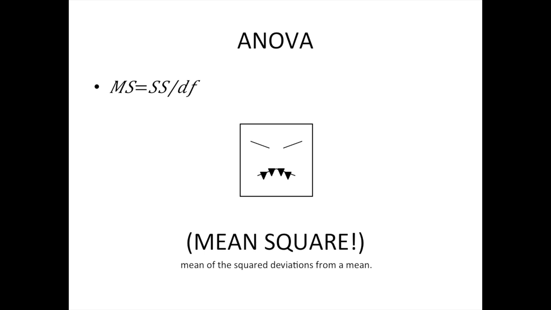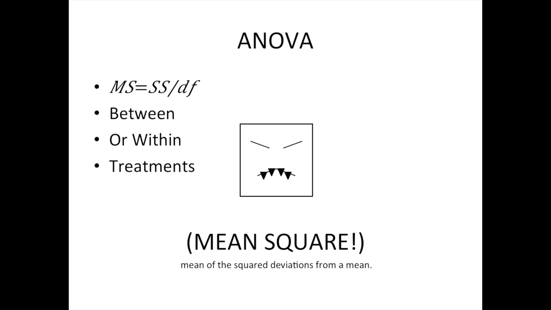A mean square, as we've talked about before, is pretty much the same thing as variance itself. That's just one way to look at variance. As you see from the equation, we can think of it as sum of squares over degrees of freedom, and we could think of it as the mean of the squared deviations from a mean.